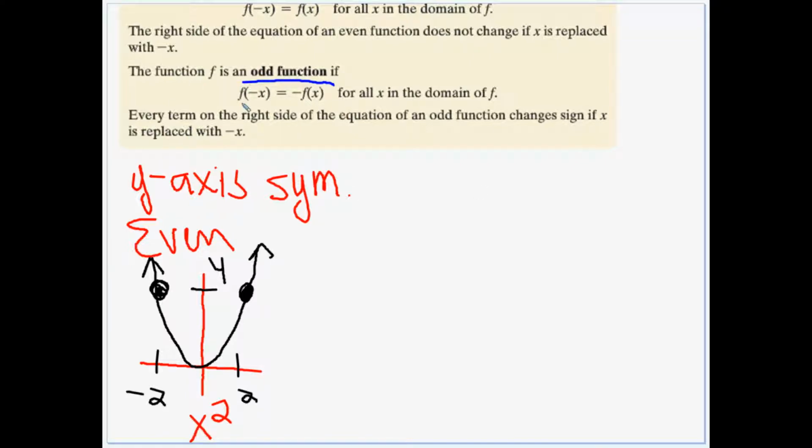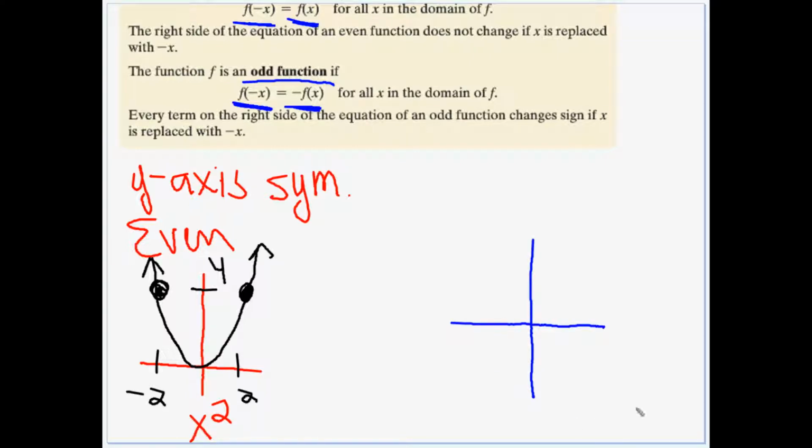Now for odd, it says f of negative x is the exact same thing as negative f of x. Up here, it looked like the negative just disappeared. Like this f just ate that negative sign up and it's gone. In an odd function, it's like the negative sign escapes. Here it is inside the parenthesis with the x. It also escapes outside the parenthesis, and now it's out here in front of the f. It doesn't just disappear.